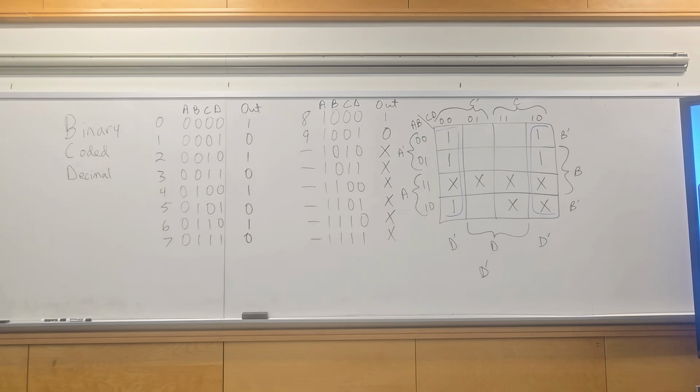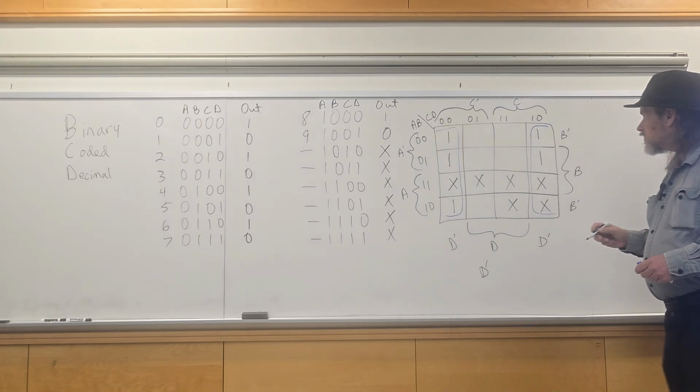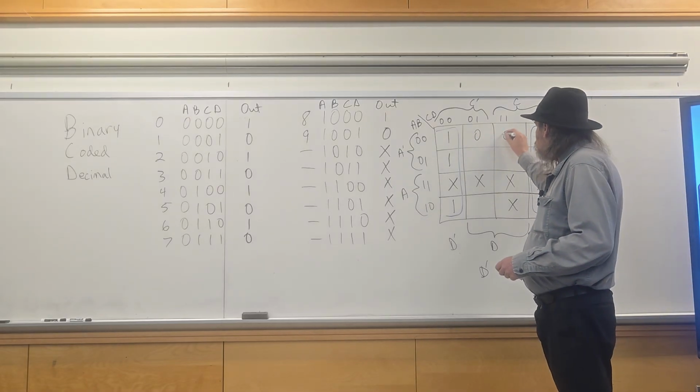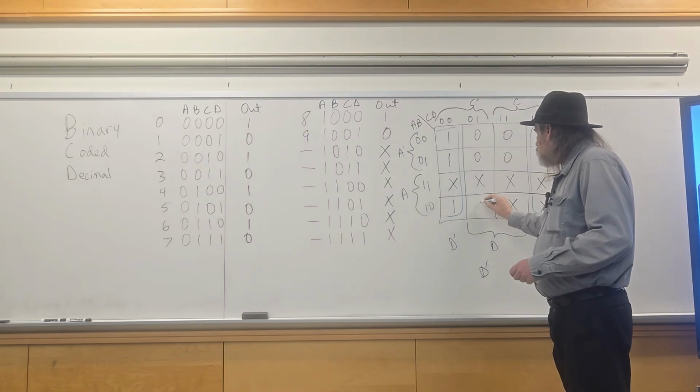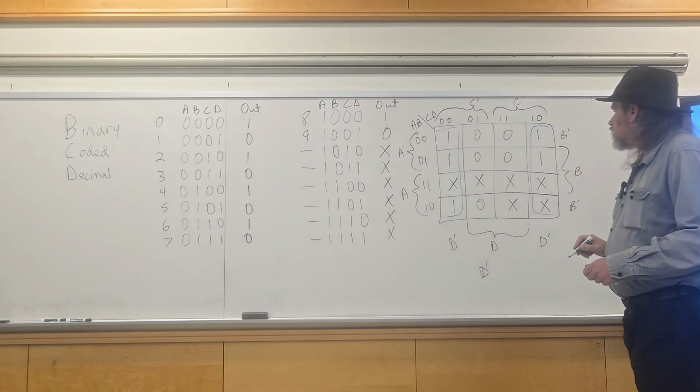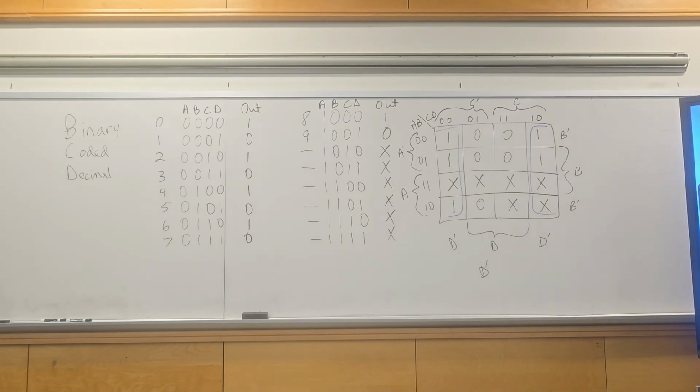So X's and ones. I forgot to put the zeros in here. X's and ones to group together to make the most reduced expression.